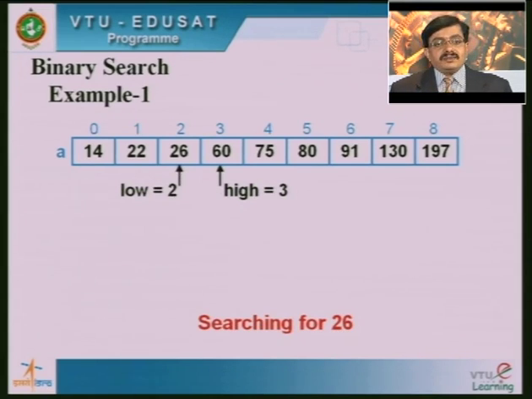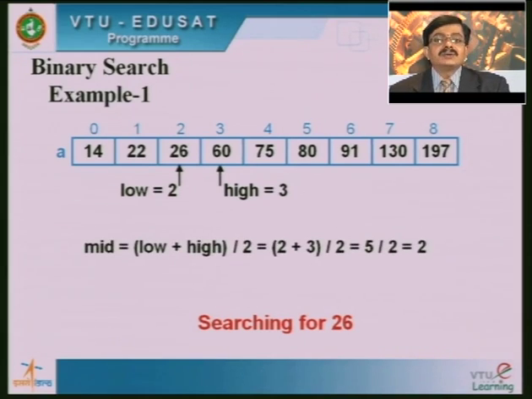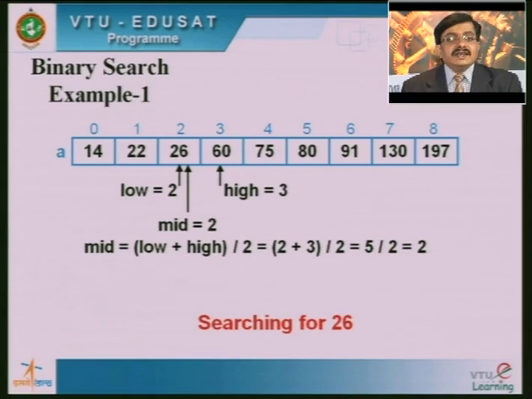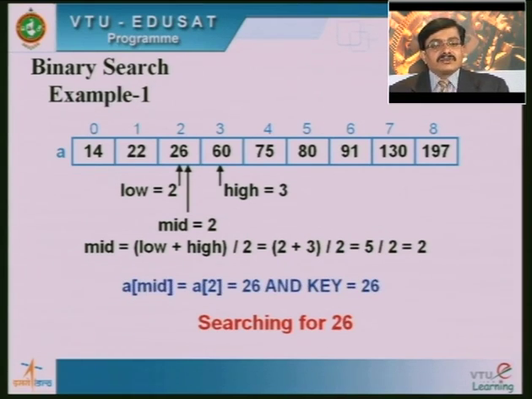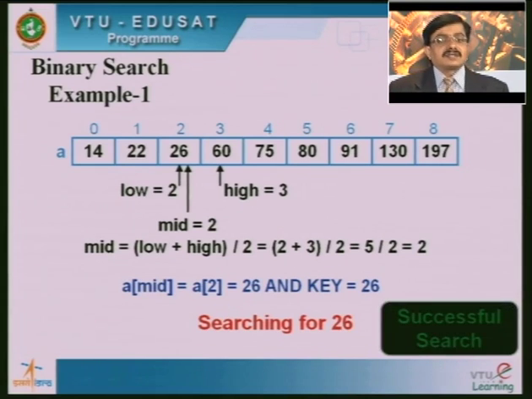Now you have to compute the mid value. So here mid value is computed as low plus high by 2. So that is 2 plus 3 by 2, which gives the index as 2 only, and we take the mid as pointing to the element at index 2. Now we will do the comparison. So A of mid is equal to A of 2 is equal to 26. So key is equal to 26, and now we confirm that the key element is present in the list, and this we can say is a successful search. So the key is found at the mid position 2.